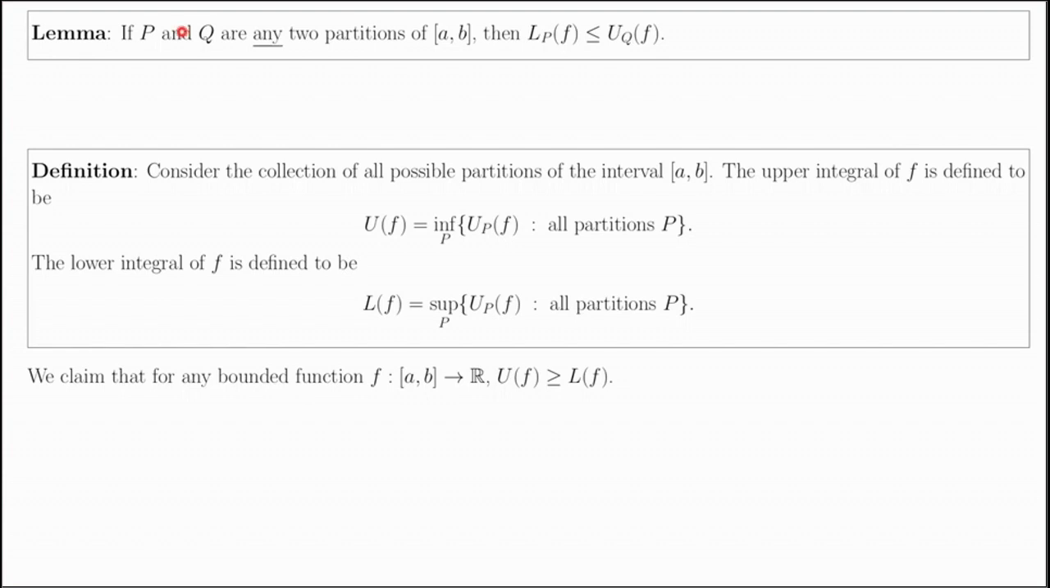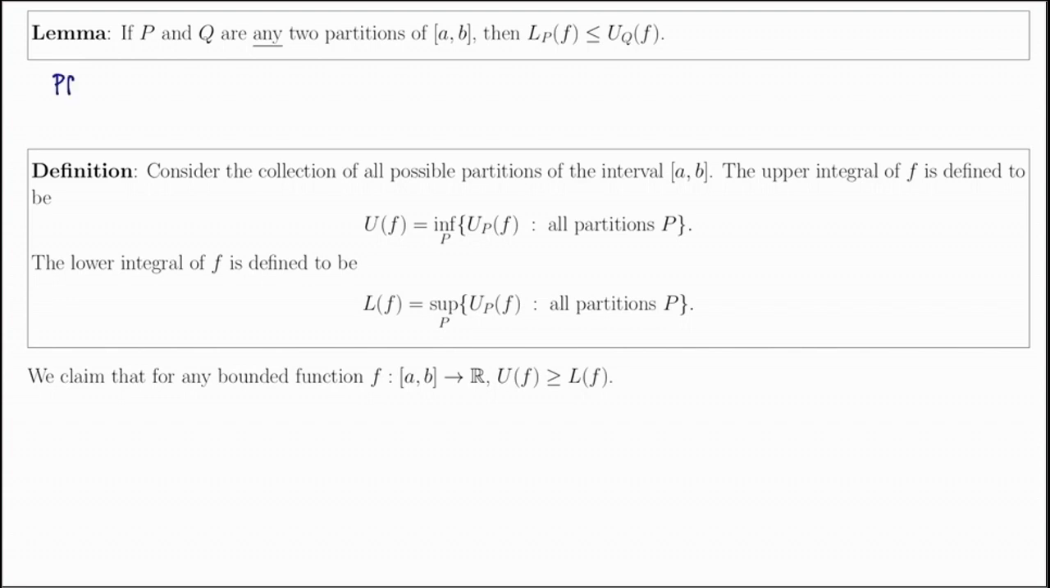So here, imagine P and Q are any two partitions at all. They don't have to look anything like each other. They don't have to be refinements of each other. They're just both random partitions of our domain. No matter what they look like, the lower sum of f with respect to P has to be under the upper sum of f with respect to Q. So a lower sum can never be larger than an upper sum, no matter how you choose your partitions.